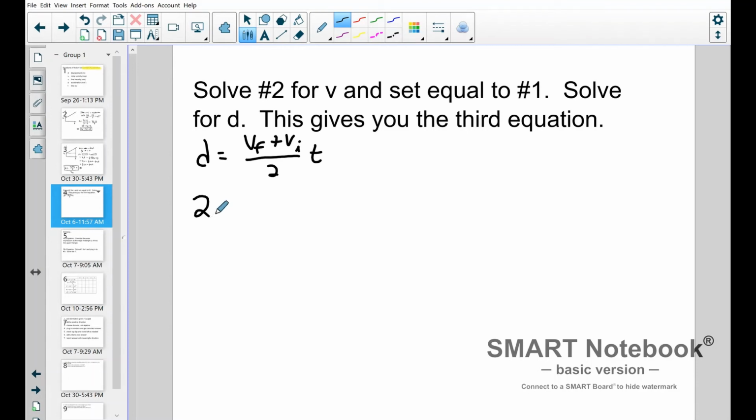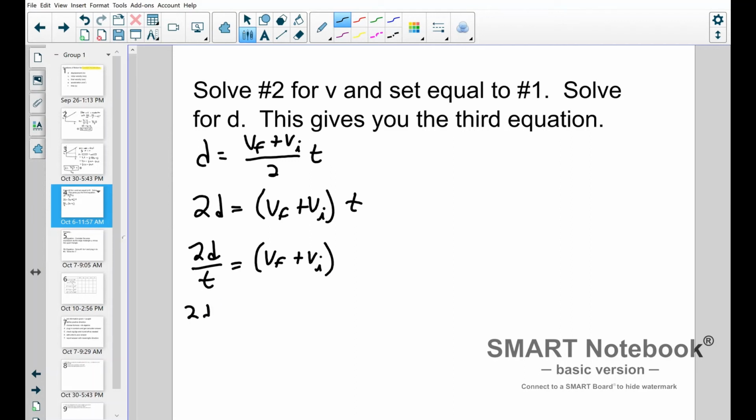I'm going to bring the 2 up. I'm going to multiply both sides by 2. I'm going to divide both sides by t because I'm trying to solve for v here to get started. And then I'm going to bring VI over to the other side. Now this looks kind of messy and kind of gross, but just remember this is only a step to getting the next equation. This isn't actually a new equation.